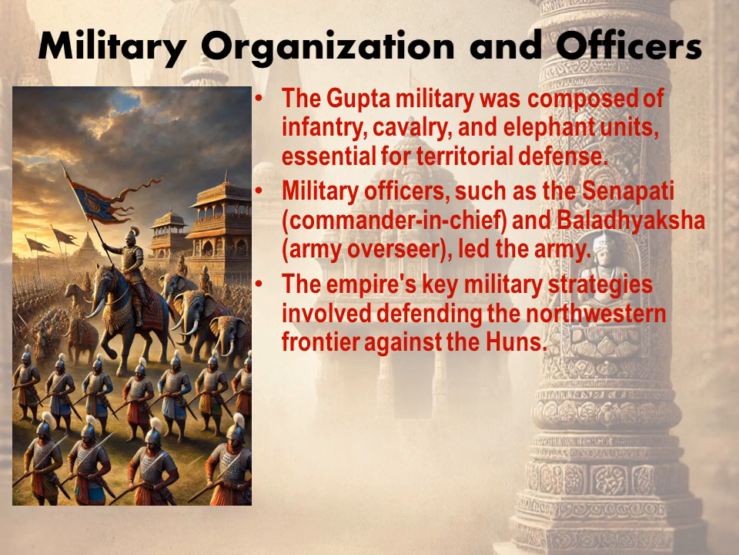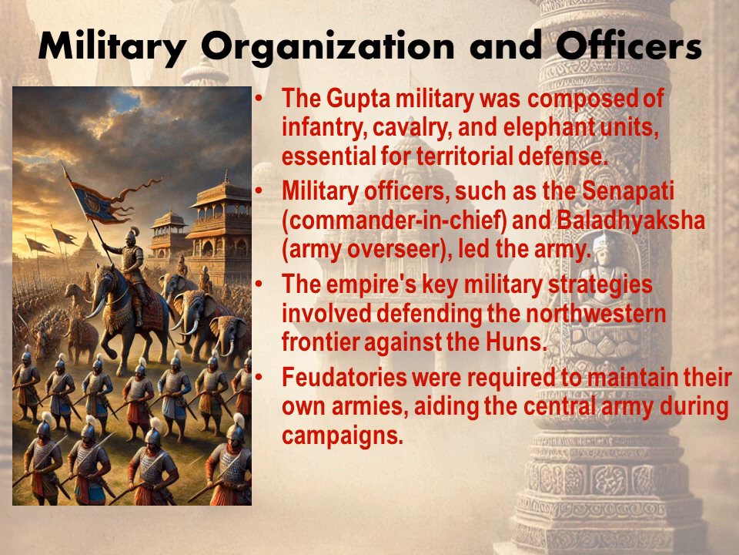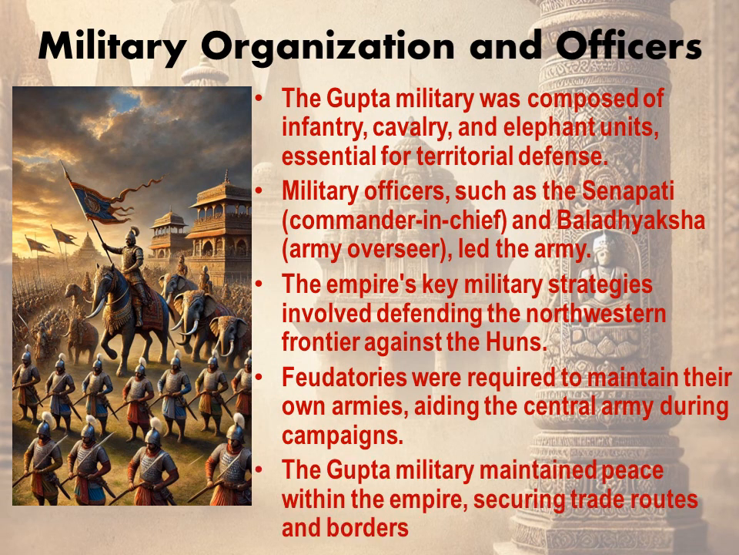The empire's key military strategies involved defending the northwestern frontier against the Hunas. Feudatories were required to maintain their own armies, adding the central army during campaigns. The Gupta military maintained peace within the empire, securing trade routes and borders.